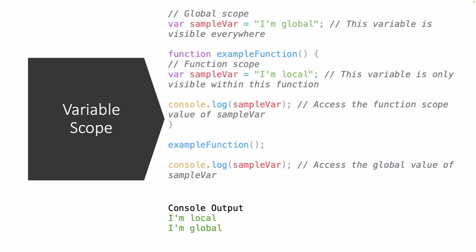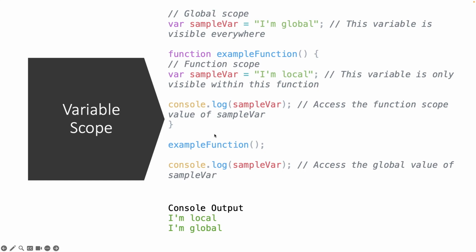For the developers amongst us, consider the following simple JavaScript code. We have a variable named sampleVar, which we set on the global level with the value global. We also set and initialize this value inside the function example function with the value local. Now when we use this variable inside the function, we use the function scoped variable and we'll get the value local, as we can see on the first line of the console output.